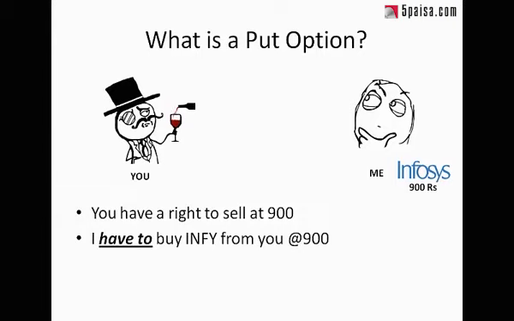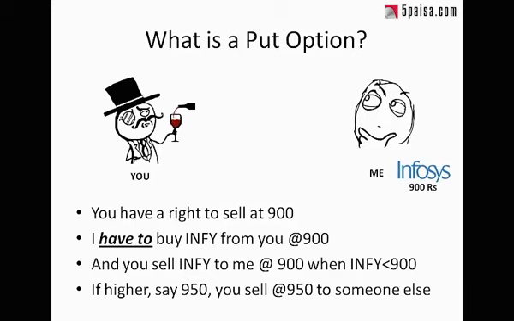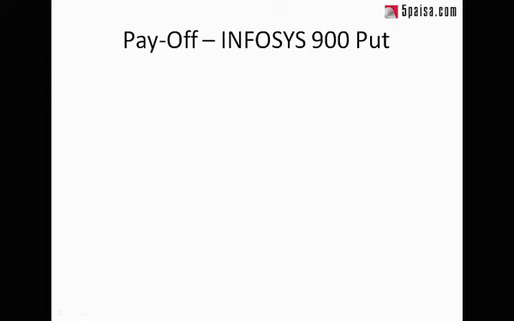If Infosys goes down below 900 next month on the 30th, you will sell it to me at 900. If it is higher, let's say 950 rupees, you will not sell that to me. You'll rather sell it to somebody else in the market at the market price, which is, let's say, 950. To fully understand this deal, let us see what happens at different price levels of Infosys stock on the 30th of next month.